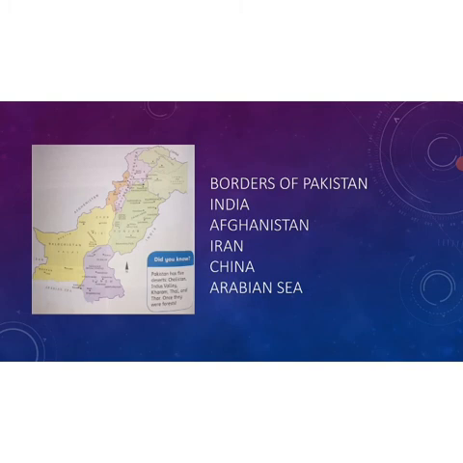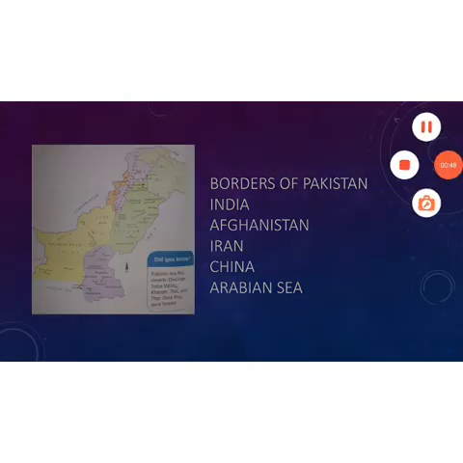Now look at this picture. It is the map of our Pakistan and the borders of Pakistan are India, Afghanistan, Iran, China, and the Arabian Sea. Pakistan has 5 deserts: Cholistan, Indus Valley, Kharan, Thal, and Thar. Once they were forests.